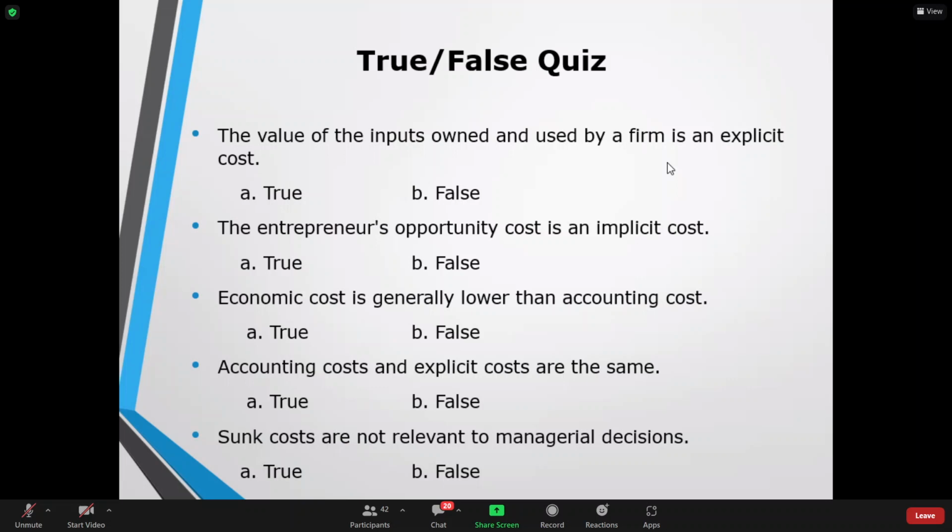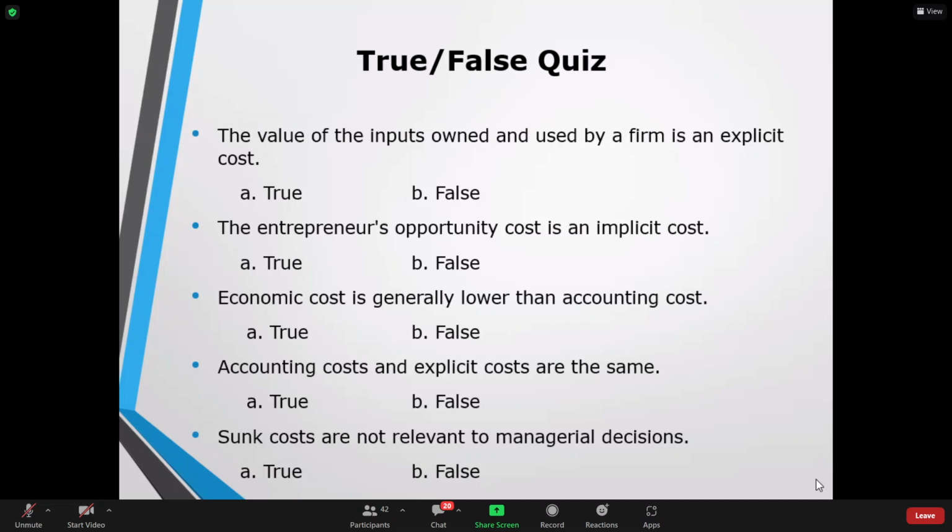False, no? It's an opportunity cost, no? It's an implicit cost. Yes, the question is explicit cost. Yes, it is false. I thought PD's was correct. Okay, it is an opportunity cost. We don't explicitly state that. So therefore, it's not an explicit cost. The value of inputs owned and used by a firm is an explicit cost, so that is a false statement. Okay, tell me the next one.